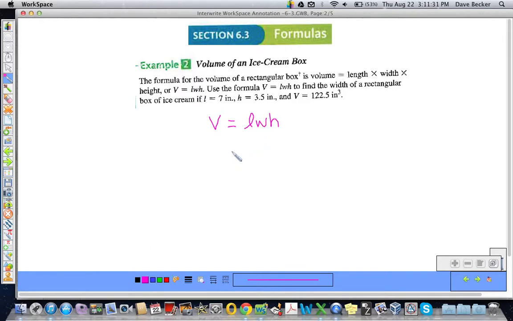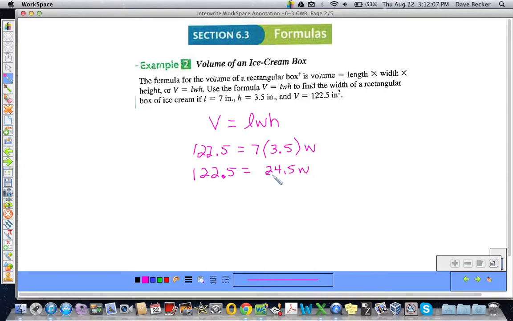So that's not really all that big of a deal. What do we know? The volume is 122.5. We know the length is 7. We don't know the width, so since multiplication is commutative, I'm going to go ahead and replace h with 3.5 for 3.5 inches and then times w. We simplify that just a little bit and we get 122.5 equals 7 times 3.5, which I believe is 24.5.